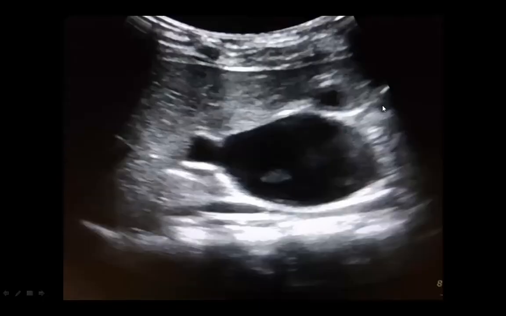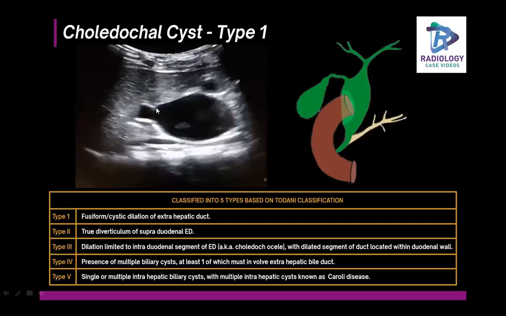This is a child who presented with recurrent jaundice, and on ultrasound you can see the CBD, and there is a sudden fusiform dilatation of the CBD here. It is continuous with the CBD, and inside the dilated fusiform anechoic lesion, you can find some debris and sludge. This is a case of choledochal cyst type 1.